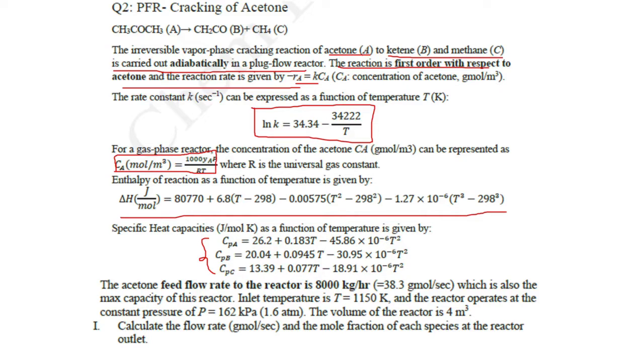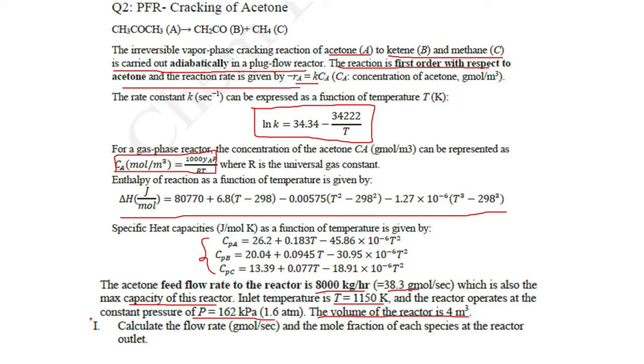The acetone feed flow rate in the reactor is 800 kilogram per hour, which is equal to 38.3 gram mole per second, and it's also the max capacity for the inlet of the reactor. The initial temperature is also given, and the reactor operates isobarically at 1.6 atmosphere, and the volume of the reactor is 4 meter cube.